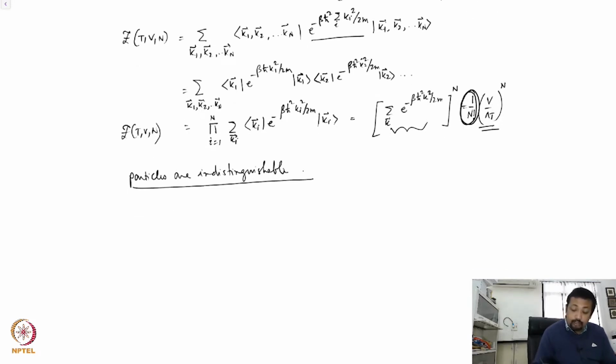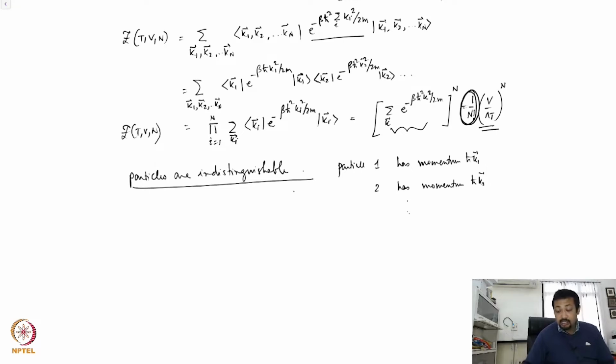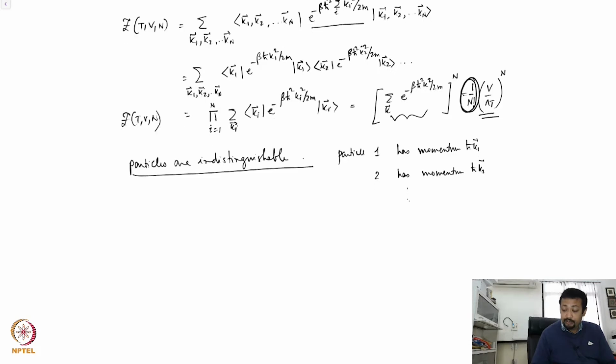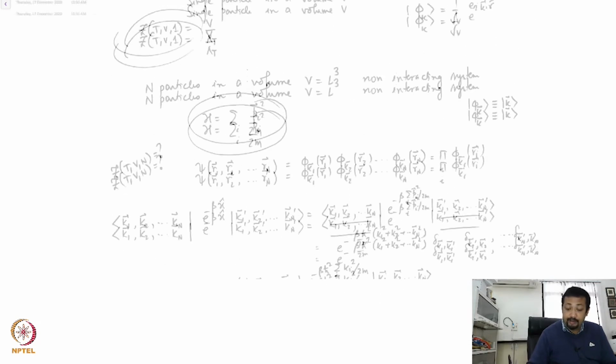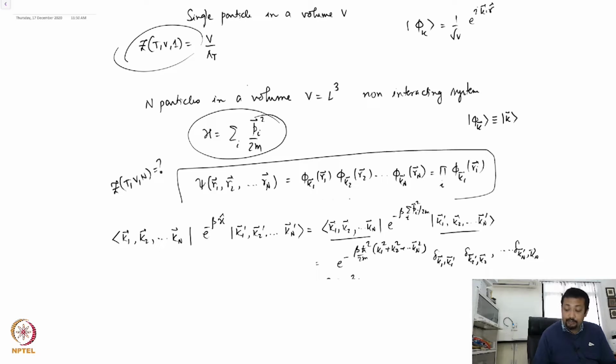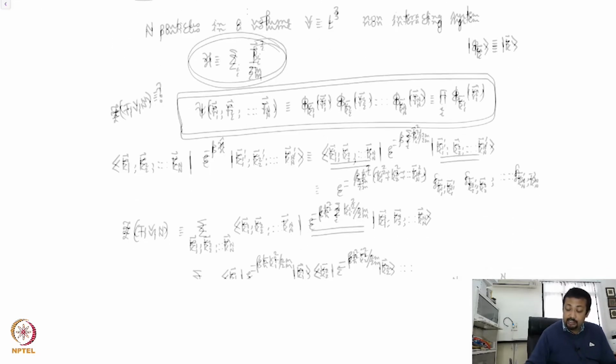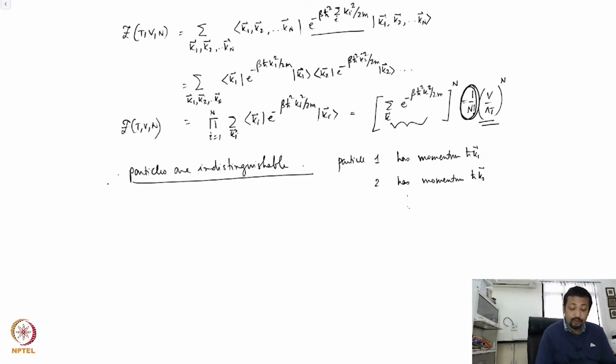So in this particular picture we say that particle 1 has momentum h bar k1, 2 has momentum h bar k2, and so on and so forth. But in reality that is not the case, because if I interchange the particle indices, nothing changes in the system. But clearly that somehow has to be incorporated more carefully when we construct this many particle wave function. So our starting point was this many particle wave function, and clearly we see that this still does not resolve the issue of the indistinguishability.